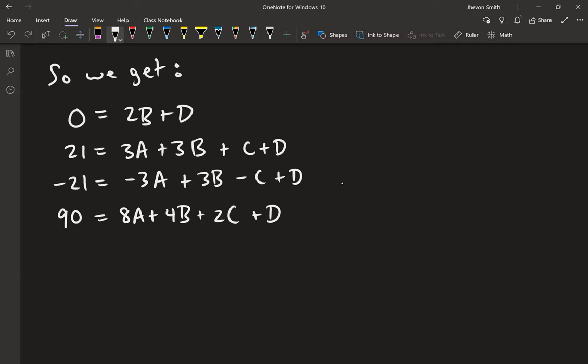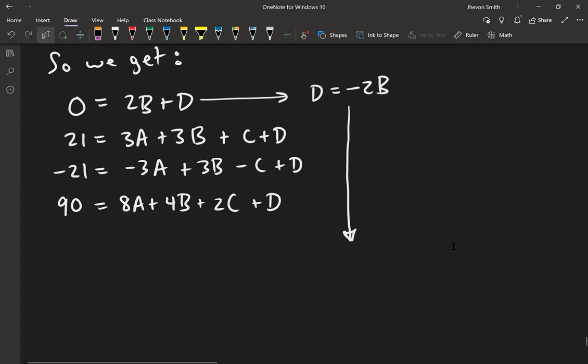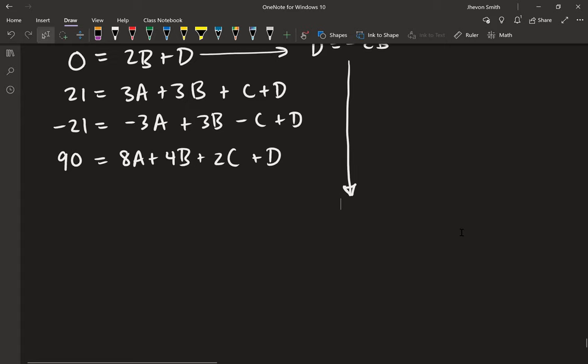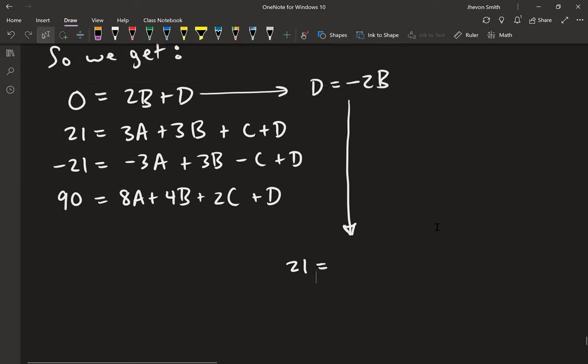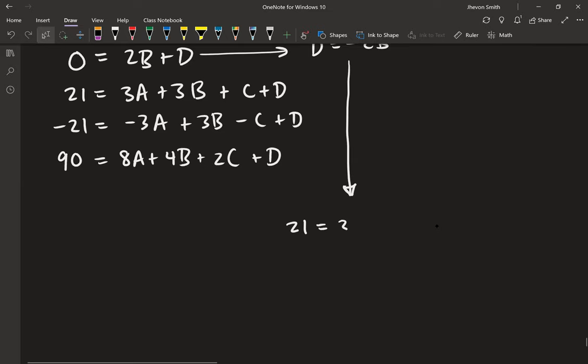So from here, I will just say, well, d is equal to minus 2b. And this means, this is great. Is that sarcasm for you? So that means that I would have 21 equals, d equals minus 2b, 21 equals 3a plus 3b plus c minus 2b. So this is actually just b.